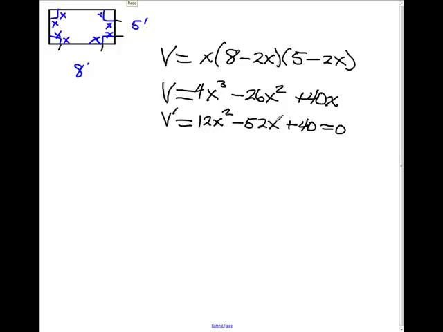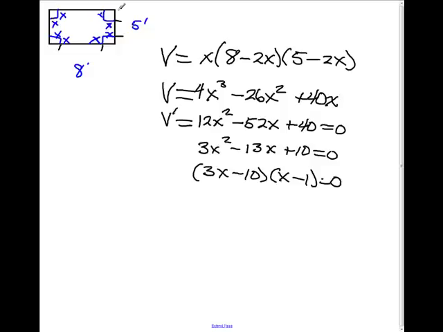Well, the first thing I want to do is take out the GCF of 4. And that just makes it easy to factor. 3x squared minus 13x plus 10. And that's easily factored into 3x minus 10 and x minus 1, which gives us the factors. x equals 10/3 and x equals 1.